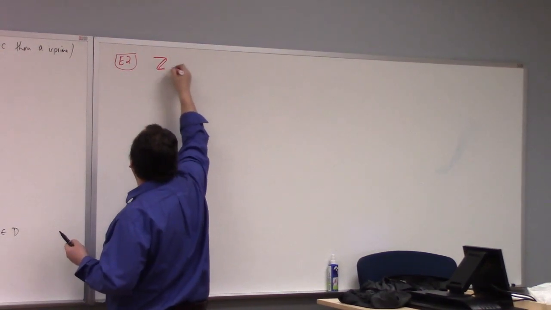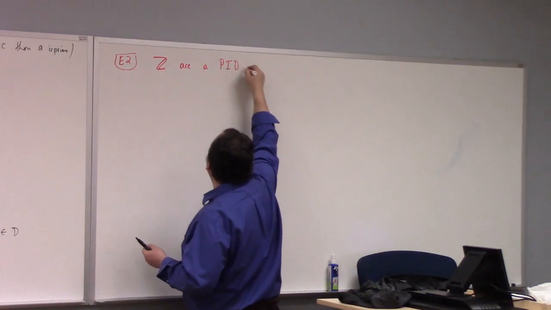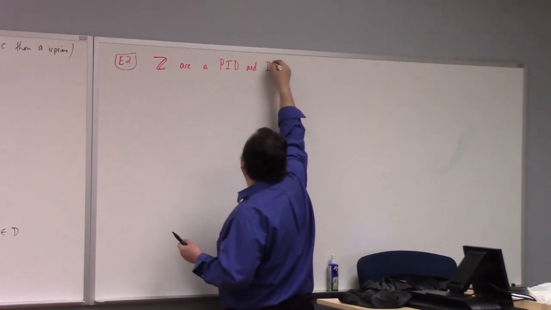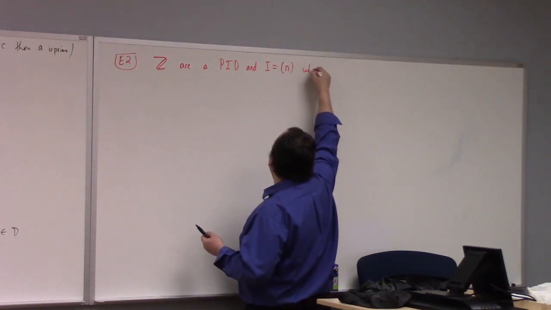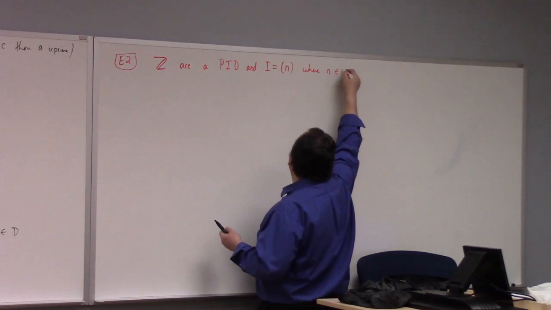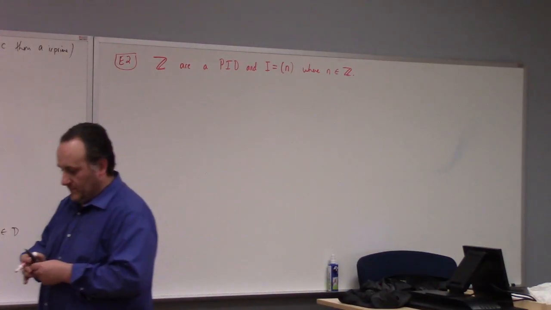The integers are a principal ideal domain. And we know what it looks like. The ideals are generated by n, right? That's what the ideals look like in the integers, of course. This is a famous example.